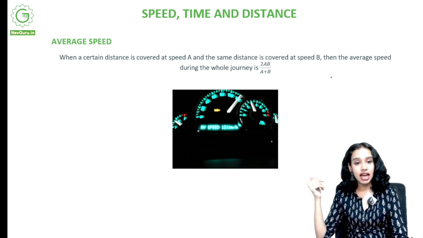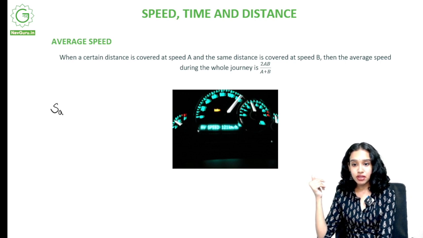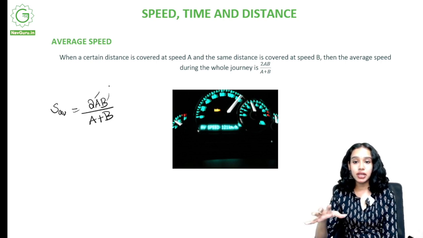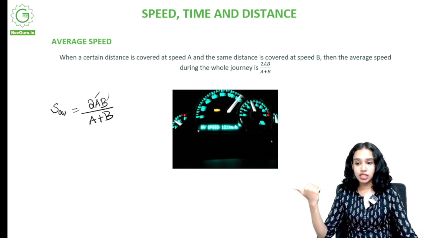How do we calculate the average speed? The equation for average speed is 2 into A into B divided by A plus B. So what is A and B here? A and B are my different speeds. Okay. Now this is about average speed.